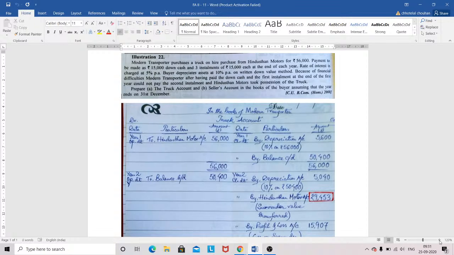Because of the financial difficulties, Modern Transporter, after having paid the down cash and the first installment at the end of the first year, could not pay the second installment, and Hindustan Motors took possession of the truck.